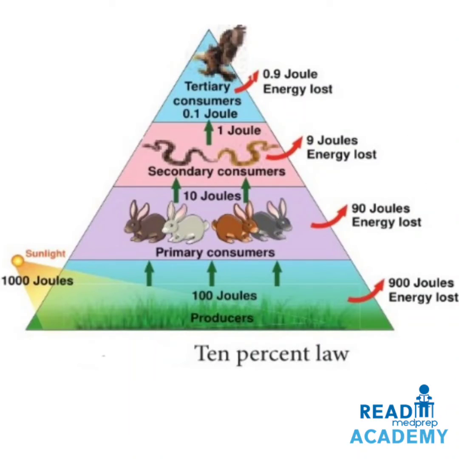Here in this pyramid, you can see that 1000 joules of energy of sunlight is absorbed by the producers, and only 100 joules of food material is prepared having that amount of energy, and 900 joules of energy is lost. This 100 joules of energy is consumed by the primary consumers, who give only 10%, that means 10 joules, to the secondary consumers, and 90 joules of energy is lost. The secondary consumers again lose 9 joules and give only 1 joule to the tertiary consumers, and the tertiary consumers have energy of only 0.1 joule, and 0.9 joule of energy is lost.